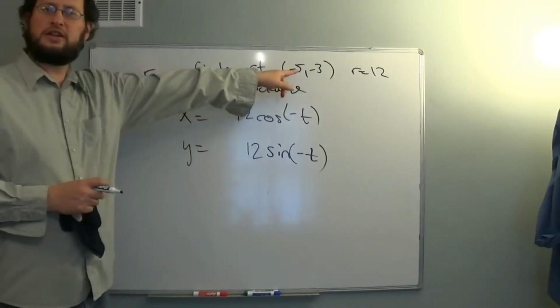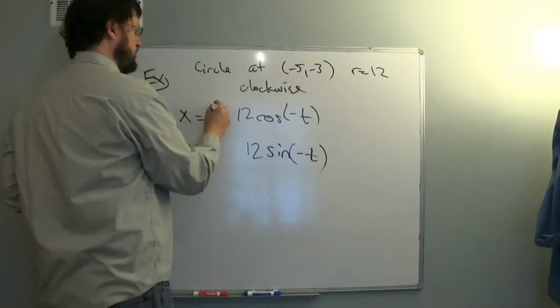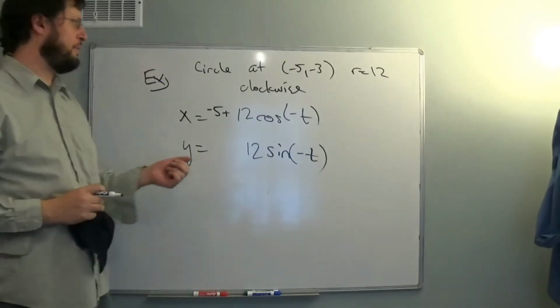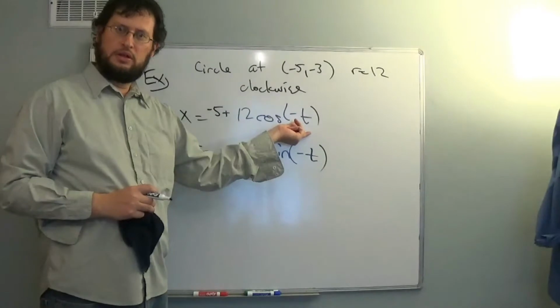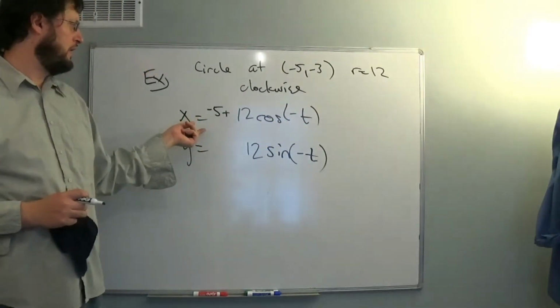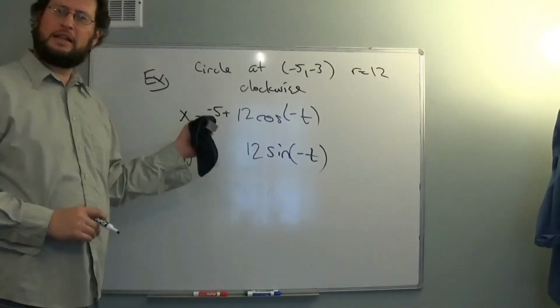And then how do I change the center point? Well, all that we're going to do is put this new point right in here for x. Think about it like this. If I plug 0 in for t, I get cosine of 0, which is 1, and then 12 times 1 is 12 as well, so that the very first point for x will be negative 5. And so think about it like this.